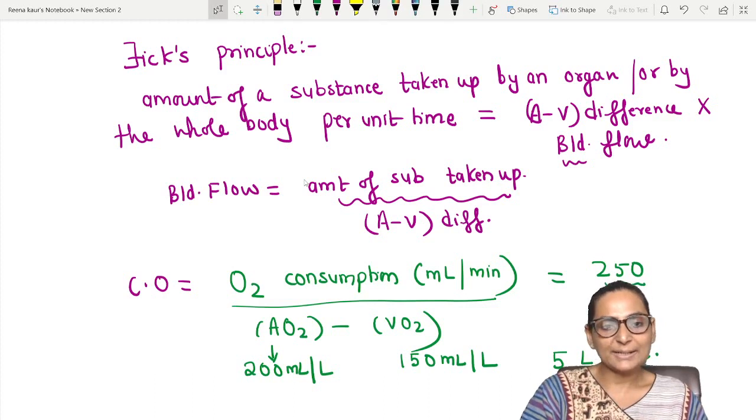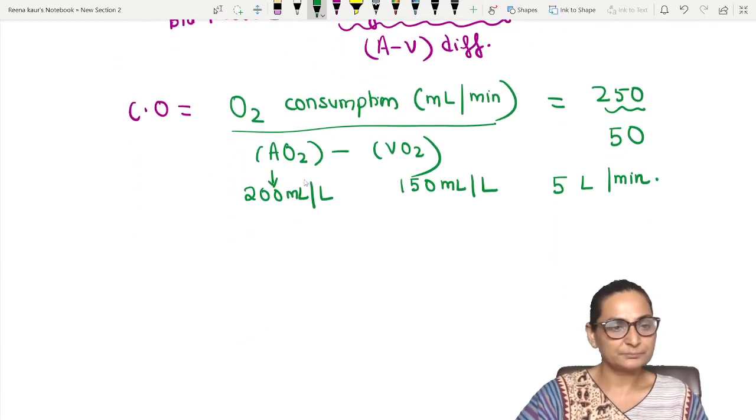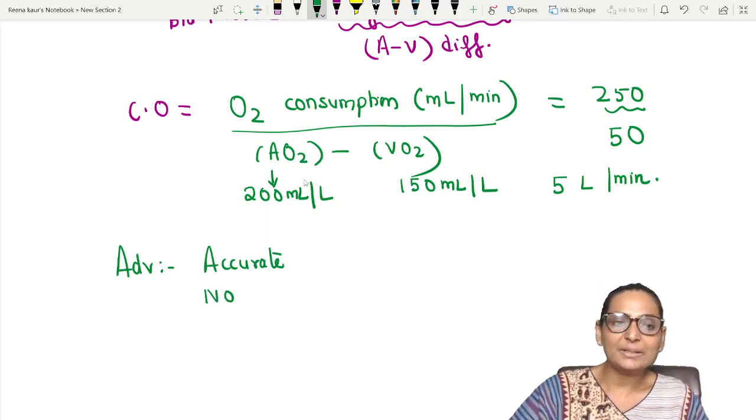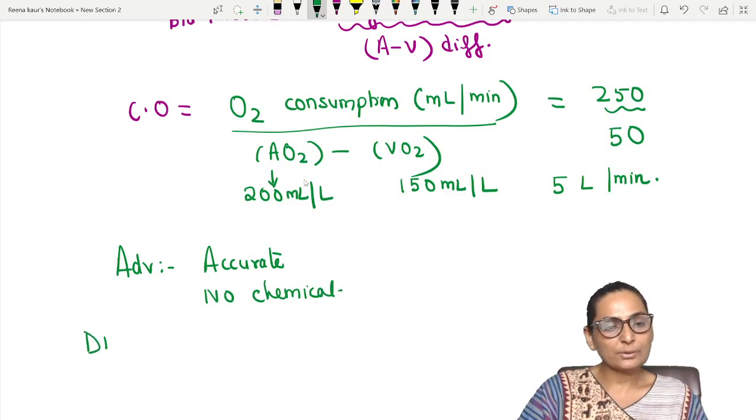Now what is the advantage of this method? It is a quite accurate method, and you are using the oxygen which is normally taken, so no chemical is being used. However, it has certain disadvantages.